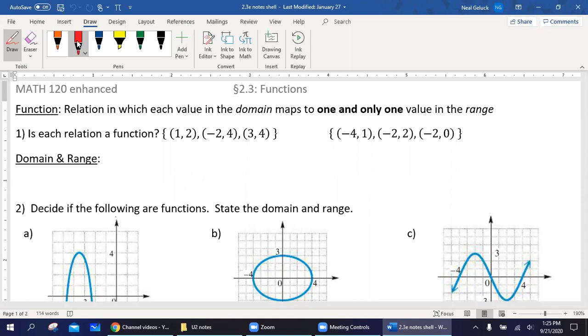So for the first problem here, we've got 3 points. There is no repeated x in this going to different y values, so this is a function. For the second problem, I have the same x value mapping to 2 different y values. That's not allowed, so this is not a function.